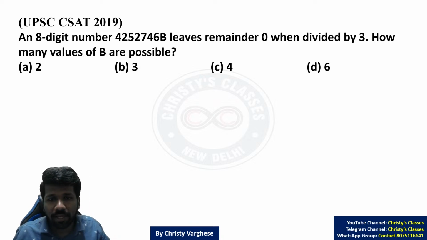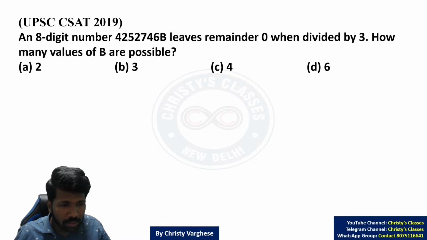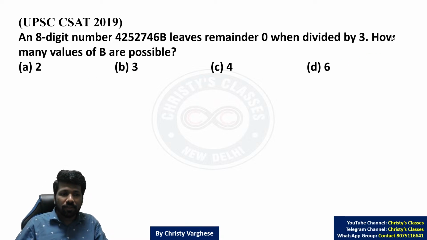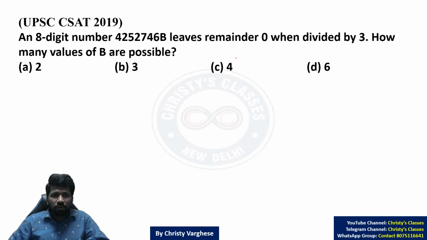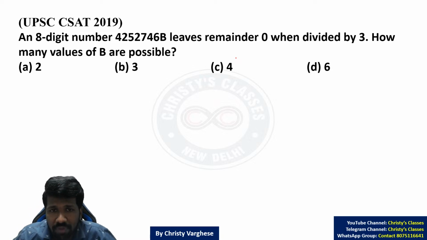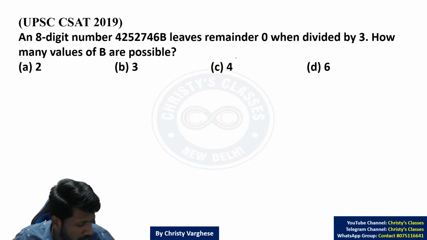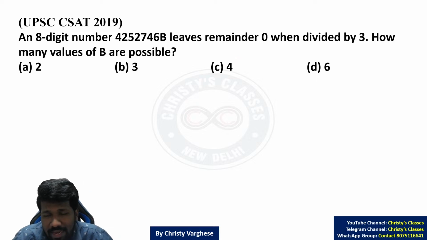Okay, so I'll explain. This question is purely based on the test of divisibility. Test of divisibility of what? 3. It is directly mentioned in the question itself. Where? Let's see. An 8-digit number 4252746B leaves remainder 0. Leaves remainder 0 means it is exactly divisible.